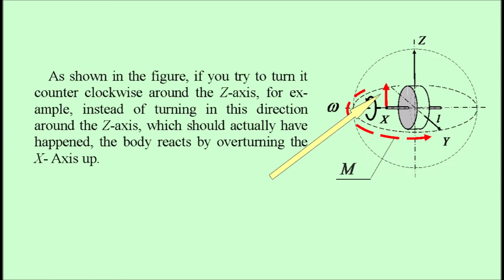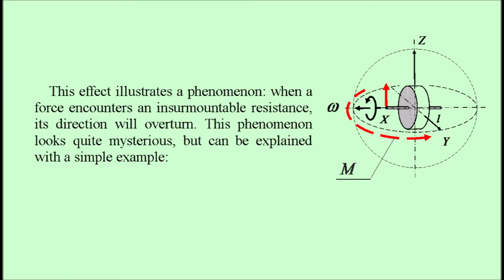As shown in the figure, if you try to turn it counterclockwise around the z-axis, for example, instead of turning in this direction around the z-axis, which should actually have happened, the body reacts by overturning the x-axis up. This effect illustrates a phenomenon: when a force encounters an insurmountable resistance, its direction will overturn. This phenomenon looks quite mysterious, but can be explained with a simple example.